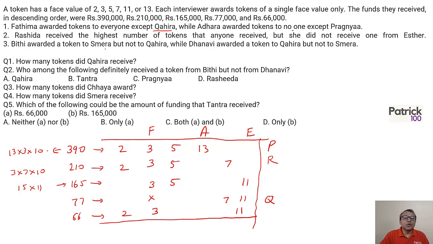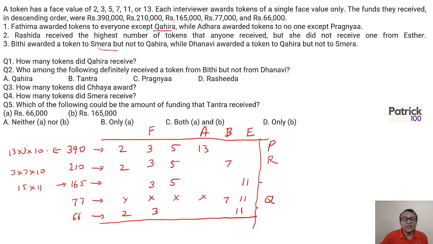Okay. B awarded a token to Smera but not Kahira. Q we know is Kahira. There are 4 people who have not got Q. So B is the one who awarded a token to one of these two, but not to Kahira. I repeat, B awarded a token to Smera but not to Kahira. So B awarded a token to Q, which is 7 or 11, but not to Smera. So Smera can be the other two.